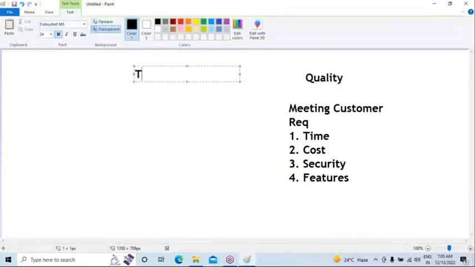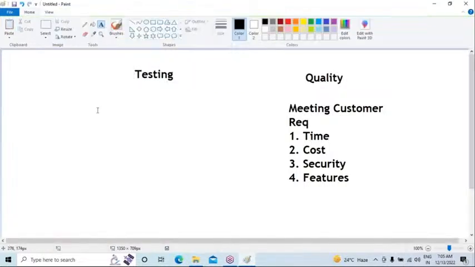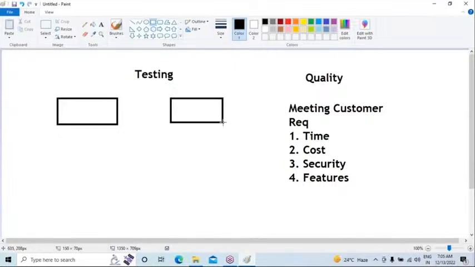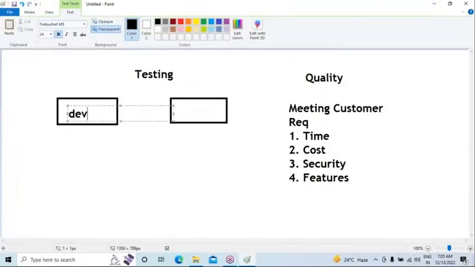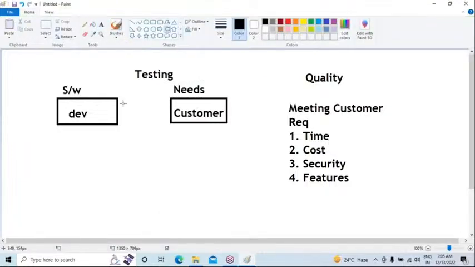In order to check the quality of an application, we perform testing. Now what is meant by testing? Testing is a process of checking whether the developed application meets the customer requirements or not. Basically, why are we doing testing on any application? The developers will develop the software. Is this software application going to meet all the customer requirements, or the needs? Whether it is going to fulfil them or not.